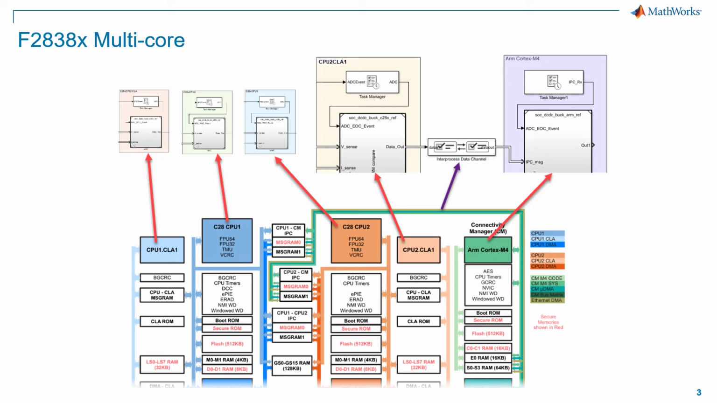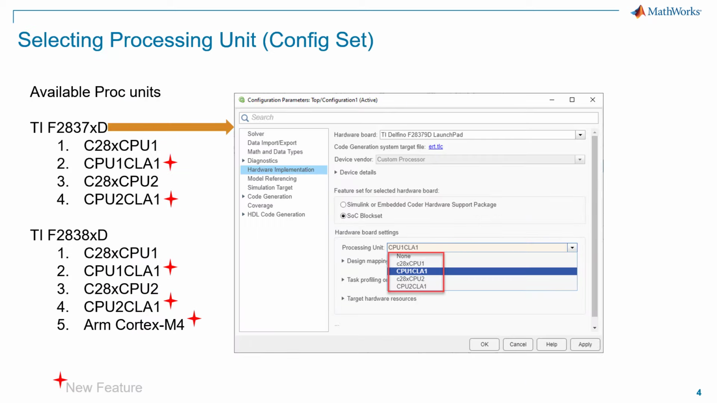For data exchange between the computing units, we can take advantage of the inter-process data channel block to exchange data periodically or asynchronously between the cores. In the next slide, I will show how you can select the computing unit for simulation as well as for code generation. The processing unit selection is available in the hardware setting tab of the model configuration. In the hardware implementation tab of the reference model, you can select the processing unit for code generation.